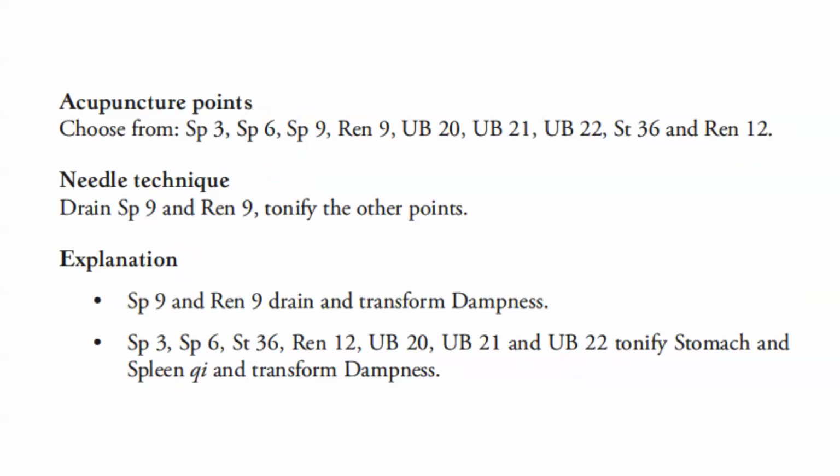The explanation: Spleen 9 and Ren 9 drain and transform dampness. Spleen 3, Spleen 6, Stomach 36, Ren 12, UB 20, UB 21, and UB 22 tonify stomach and spleen qi and transform dampness.